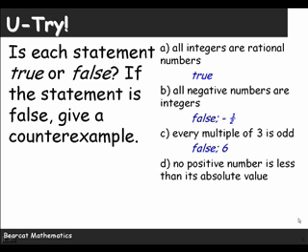No positive number is less than its absolute value. Let's think about that. Any positive number we can think of. 7. The absolute value, that would be 7. It's not less than that. How about 2/3? The absolute value, that would still be 2/3. That seems to be true. Yeah, that's a true statement.